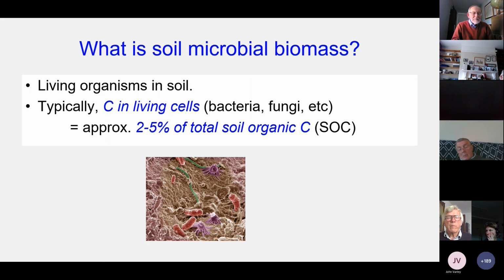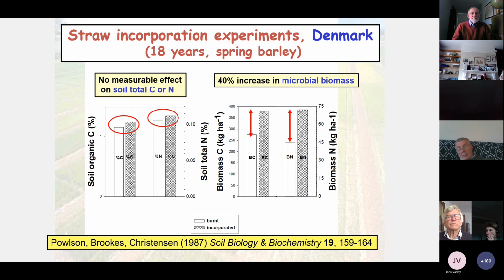So it's a small fraction. It's obviously terribly important because of what it does, but it's a very active fraction. So these are some results that we got from these Danish experiments. Over here on the left, we've got the soil, the percent carbon, total carbon in the soil where straw was removed or straw was incorporated.